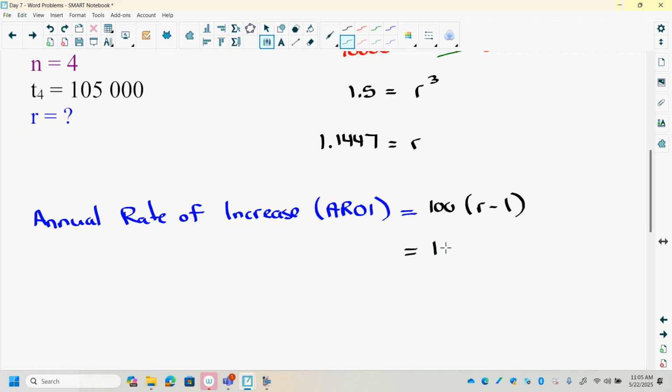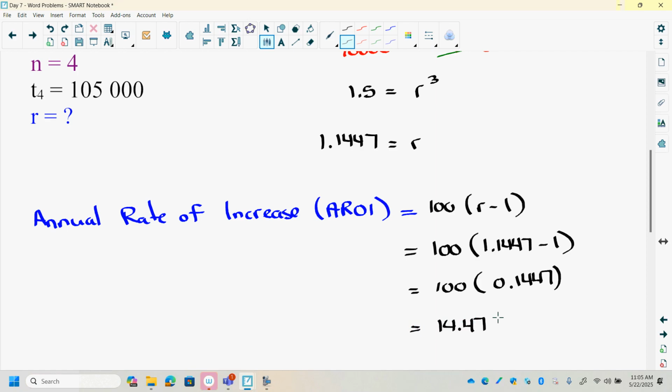In this case, that would be 100 times, what's my R value? 1.1447. Do your brackets first. That would give me 0.1447. If I multiply that by 100, I end up with 14.47%. That means that the value of the house increased by 14.47% per year. Annual rate of increase every year.